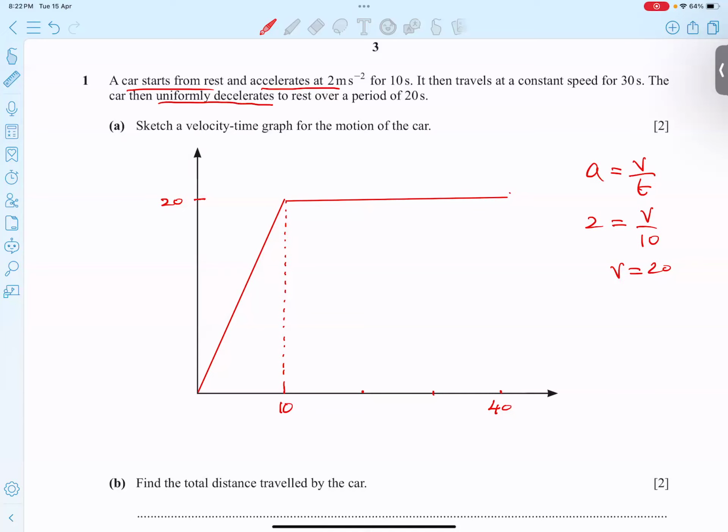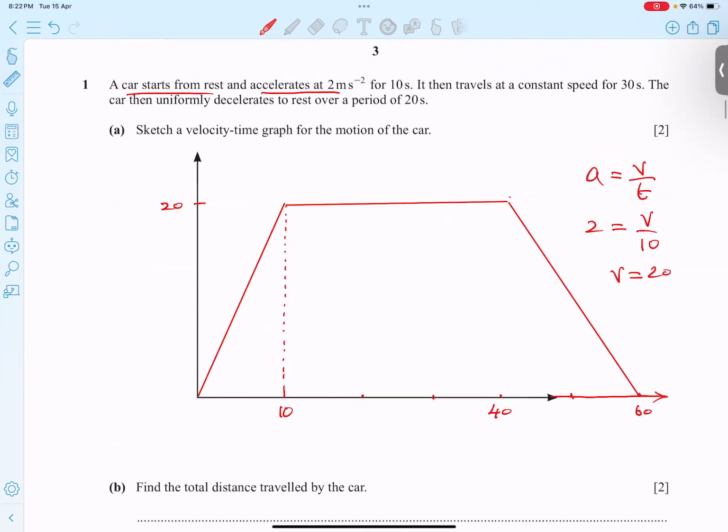Then it uniformly decelerates to come to rest in a period of 20 seconds. This is an interesting part here. So it means this 40 and say 50, then 60. So 60. I just make it till here. Okay, now it means this I'm going to show. It will take double the time. Here 10 seconds. Here it will take 20 seconds. Okay. So this part is clear, and this diagram for the two, because you have to mention here double.